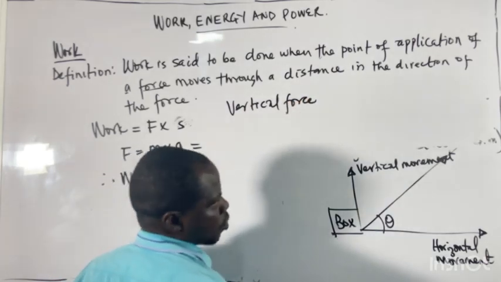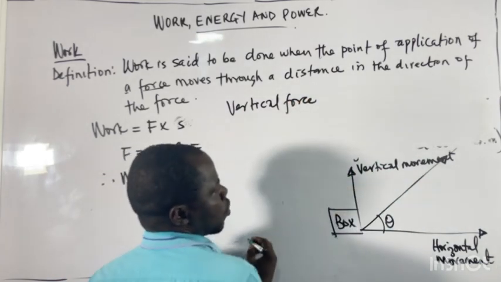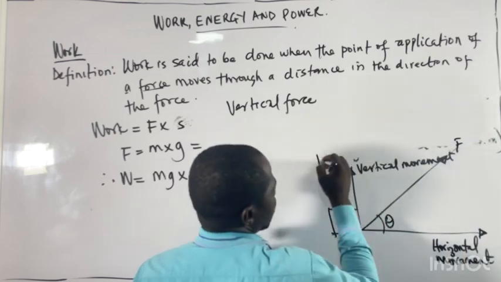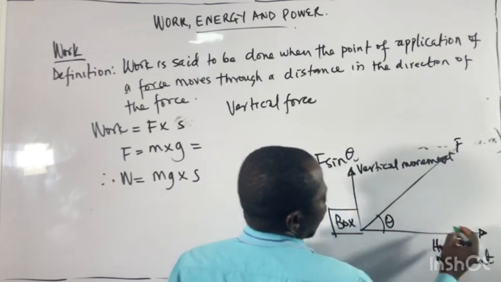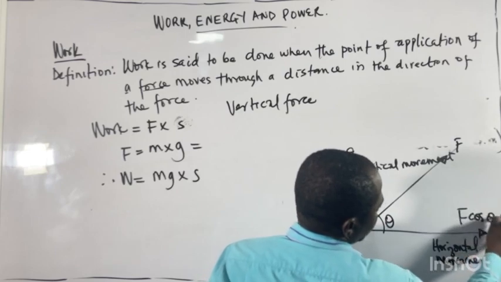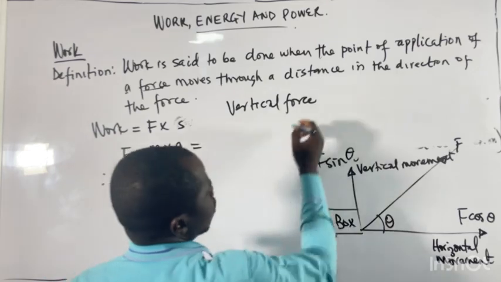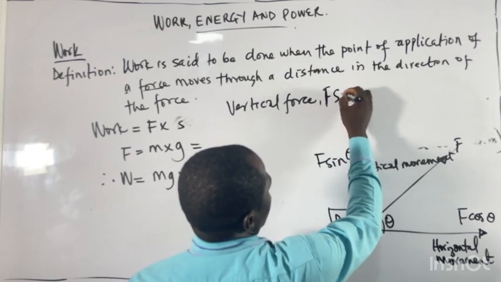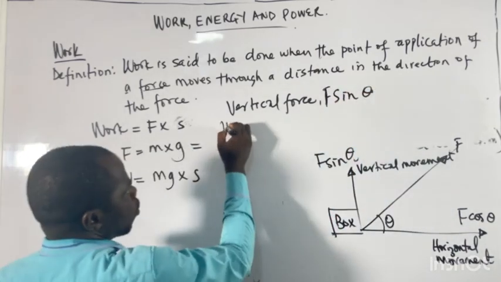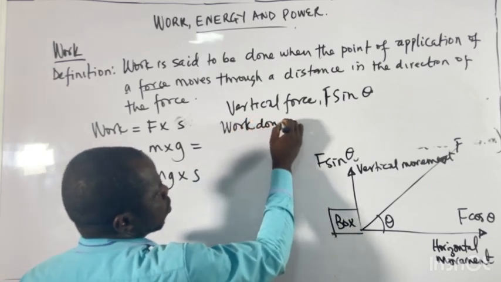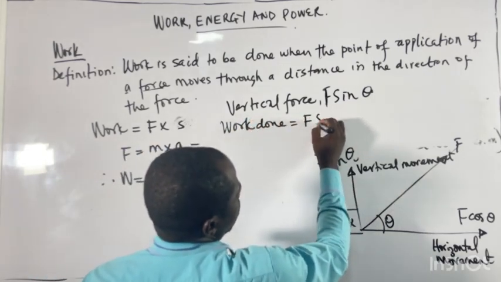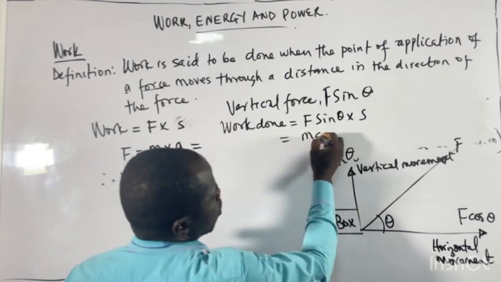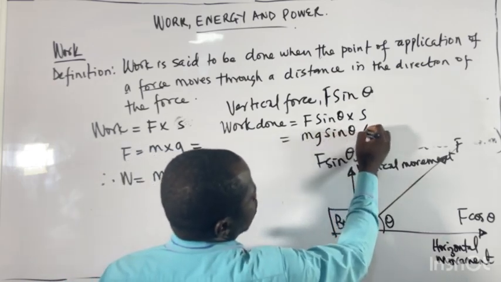And the vertical force is when this force is resolved to the vertical. In that case, this is F, and here is F sin theta, while here is F cos theta. So in that case, we are going to have this as F sin theta, and therefore the work done is going to be force sin theta times distance, or we still say that mg sin theta times distance.